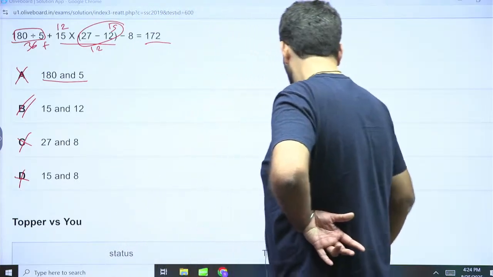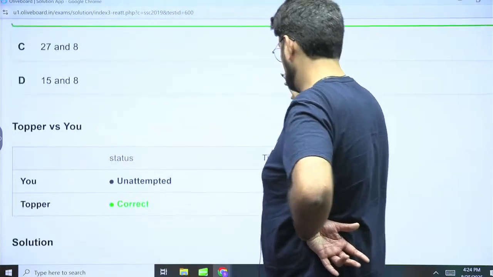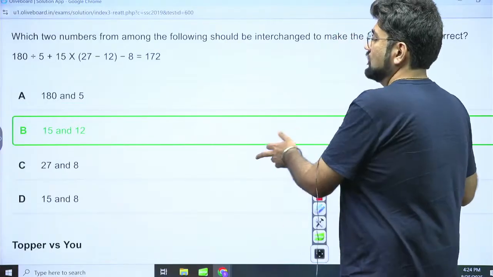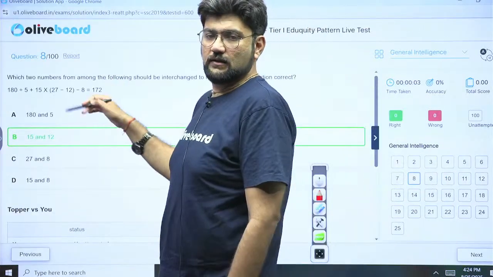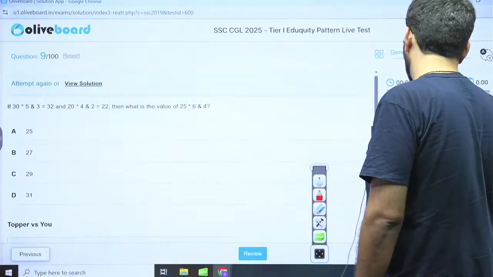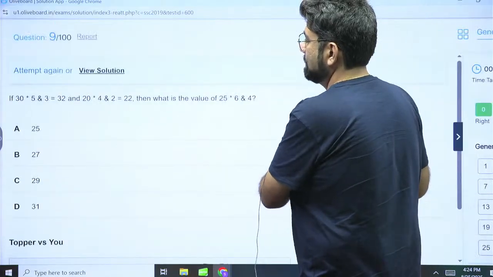Okay. 38 seconds. Very nice. Excellent. So just option elimination can be quicker here. That is going to give you much faster answers than actually solving it.